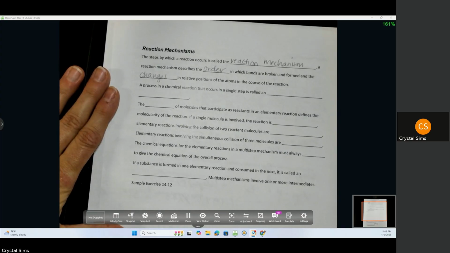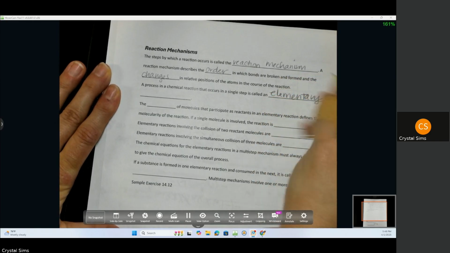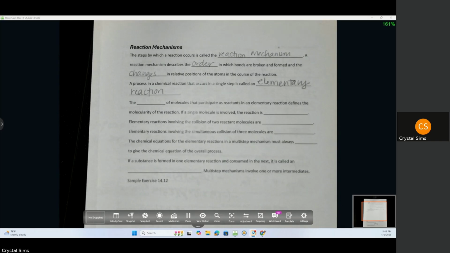A process in a chemical reaction that occurs within a single step is called an elementary reaction. And like I mentioned when we first started talking about this unit, what we see in a balanced chemical equation doesn't always tell us the full story. There may be intermediate steps within there that we are never even aware of that have to happen for us to get from the reactants to products.